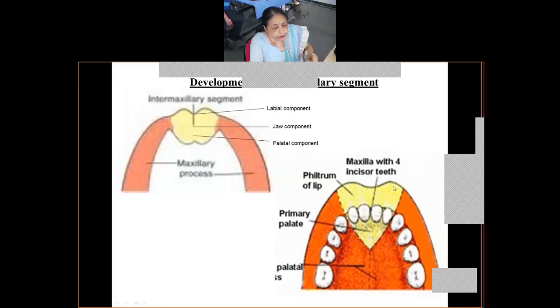So here are the three components. The labial component will form the medial part of the upper lip and the philtrum. And there is the jaw component, where four incisor teeth are present. And that is the part of the palate which is known as the primary palate or premaxilla.